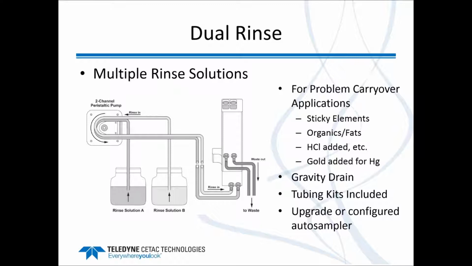So there are a couple of ways to acquire one of these. One is through an upgrade kit, so anybody that has an ASX 560 or 280 autosampler can purchase a spare part and upgrade. It includes the rinse station and all the tubing that is required to install it, as well as an instruction manual.